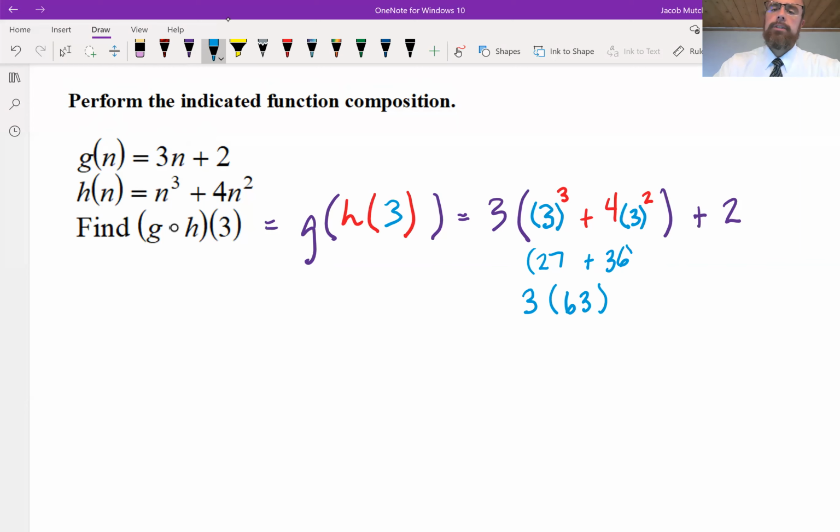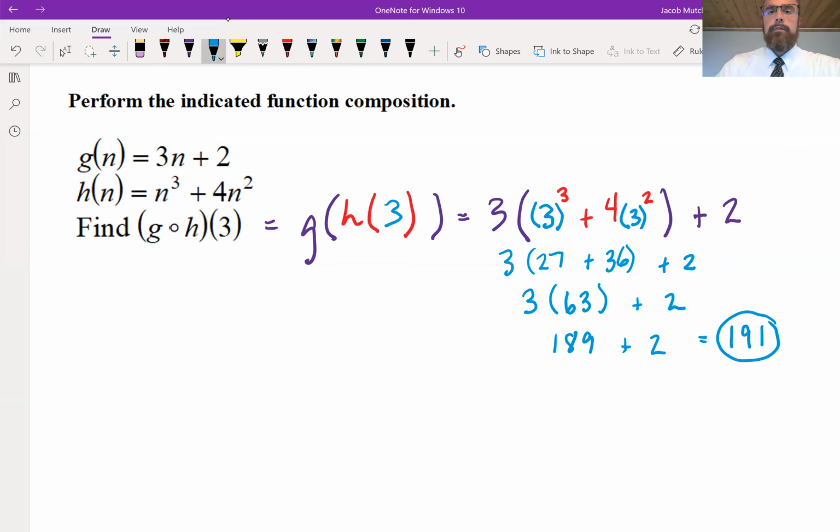Right? Build my expression again. And let's multiply 63 times 3, and that's going to give us 189 plus 2 would give us the total simplified number of 191.